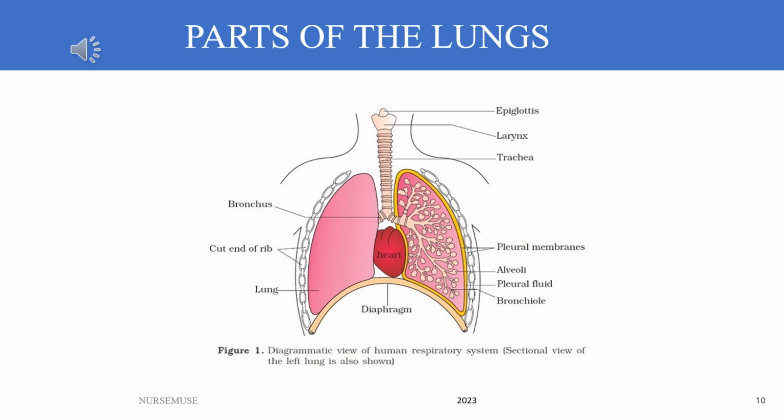Here's another visual of the lungs so you can see exactly what we're talking about. We can see the lung in there, that's the pink thing. Then we have the ribs, the cut end of the ribs. You can see the bronchus, that big tube in the middle. We have our trachea, our larynx, and our epiglottis. At the bottom right, we have our pleural membranes and the alveoli. Remember, those are the little sacs attached at the end of the respiratory tract. And we have our pleural fluid, and we have our bronchioles, which come before the alveoli sacs.